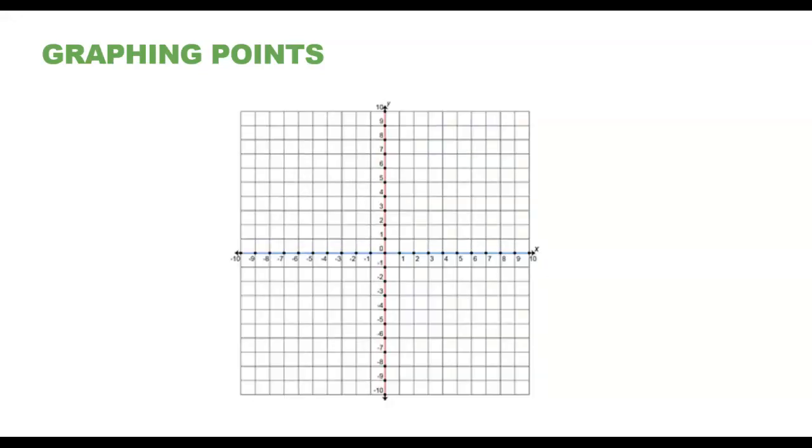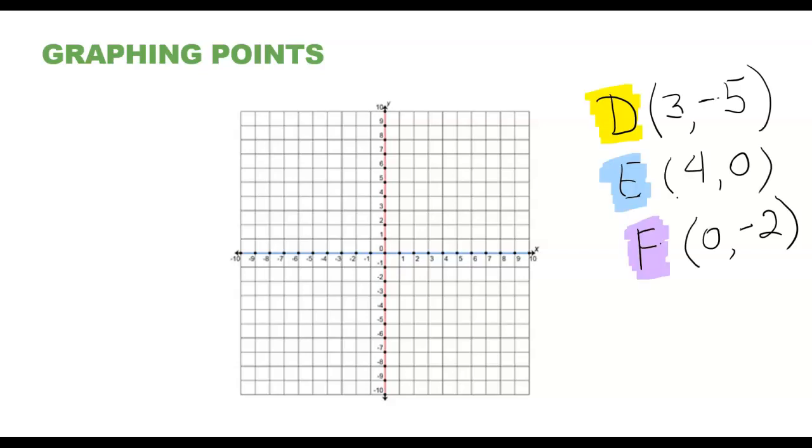Now let's graph some points on the coordinate plane. Starting with point D, with coordinates (3, -5). From the origin, we go 3 to the right and 5 down. 1, 2, 3, 4, 5. This is point D. Point E has coordinates (4, 0). We go 4 to the right and 0 up. Point F has coordinates (0, -2). For x, we stay, and for y, we go 2 down.